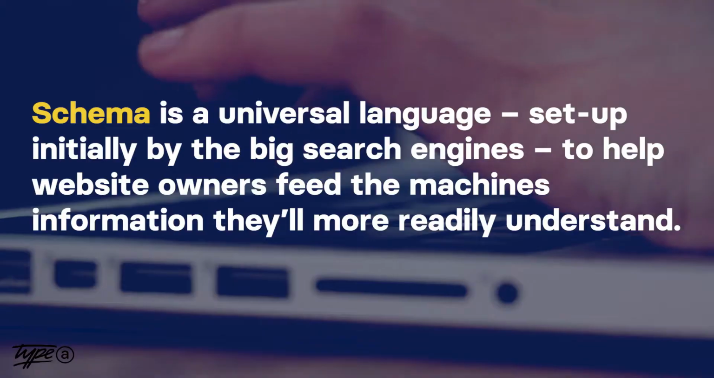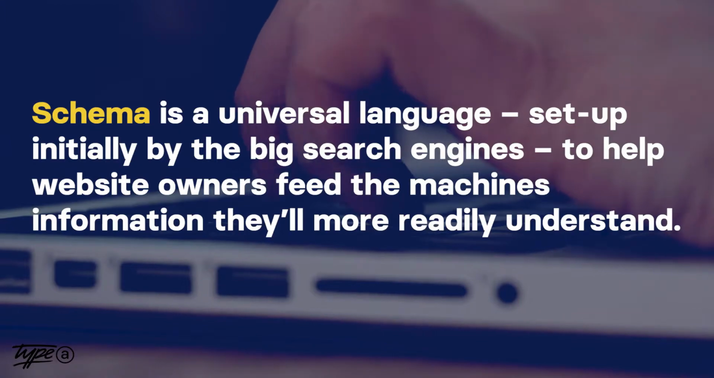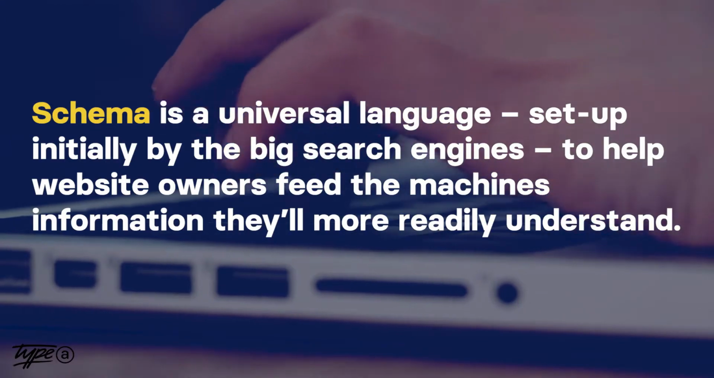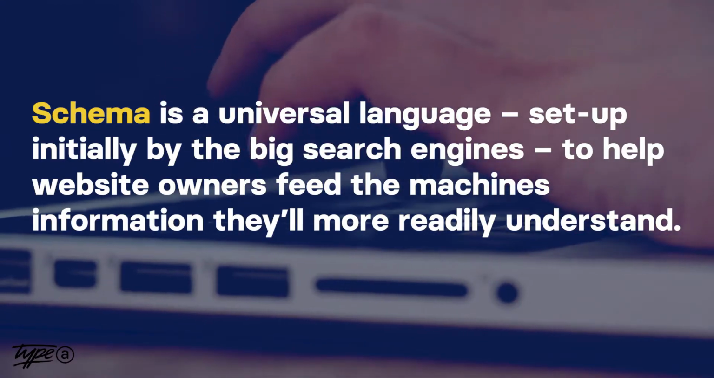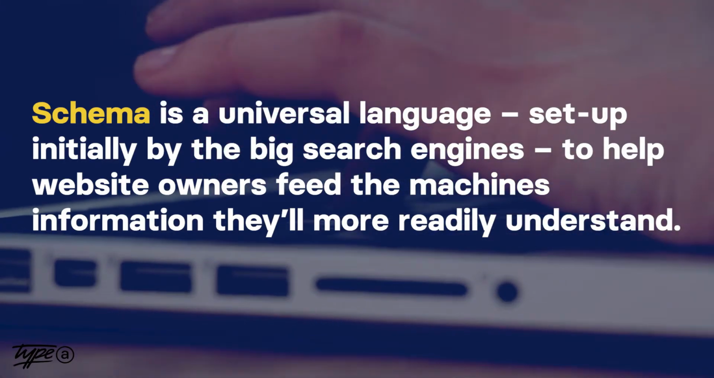There's even a special schema for public toilets, so you can include information about when they're open and if they're inside another location like a shop or a library. Now, schema is a universal language. It was actually set up initially by the big search engines, Google, Bing, Yandex and Yahoo, to help website owners feed the machines information they understand more readily.